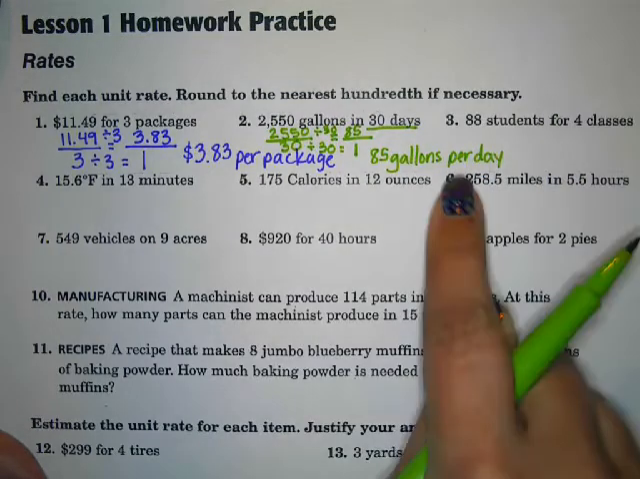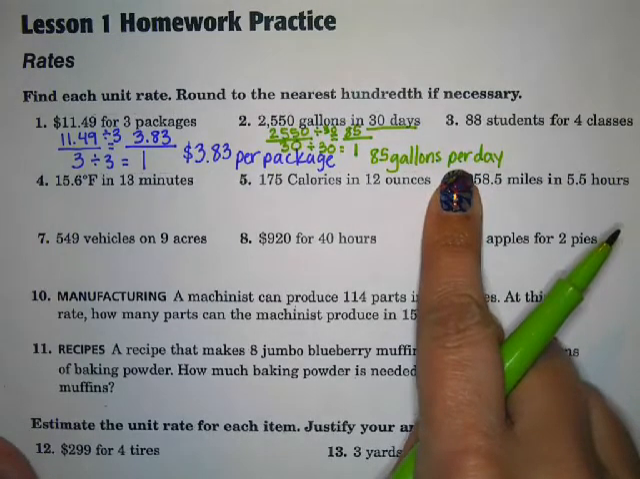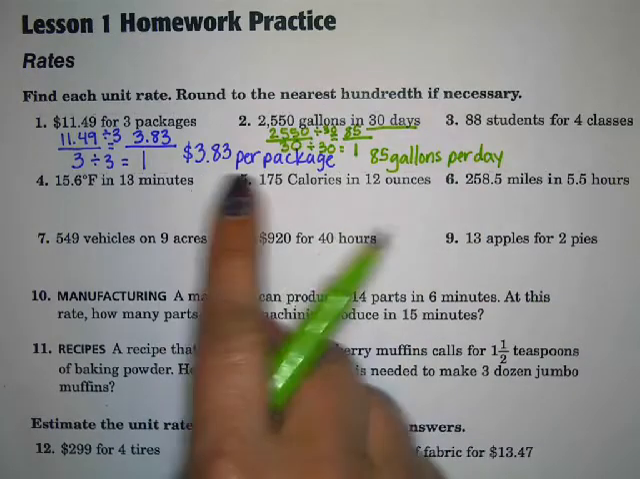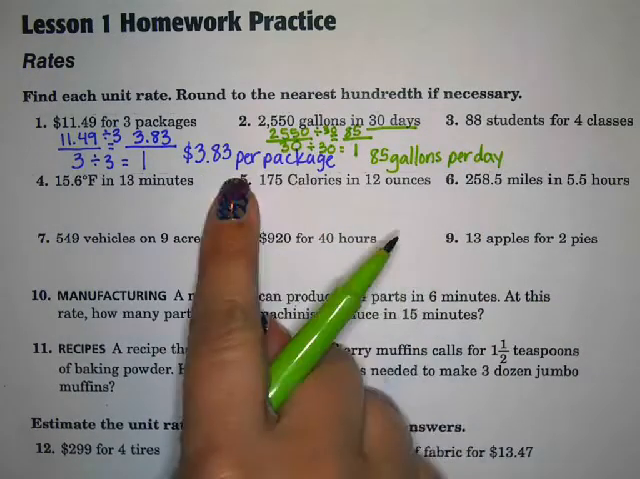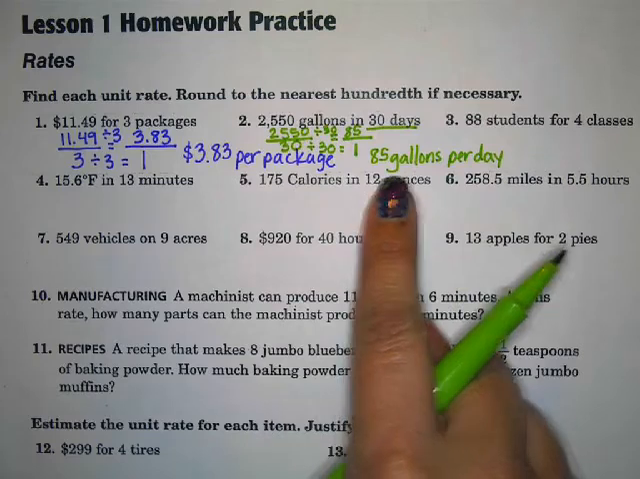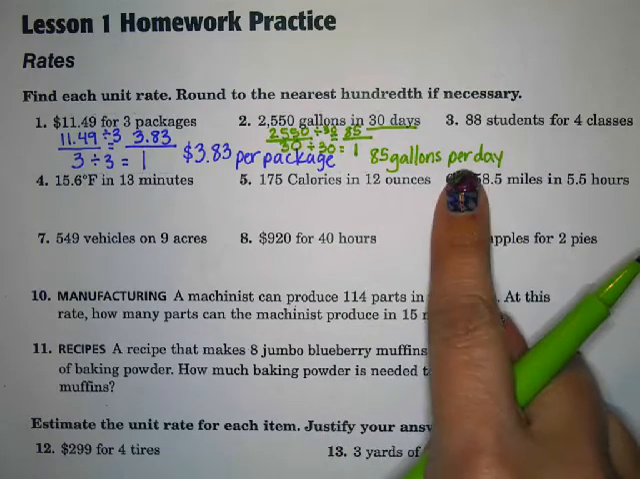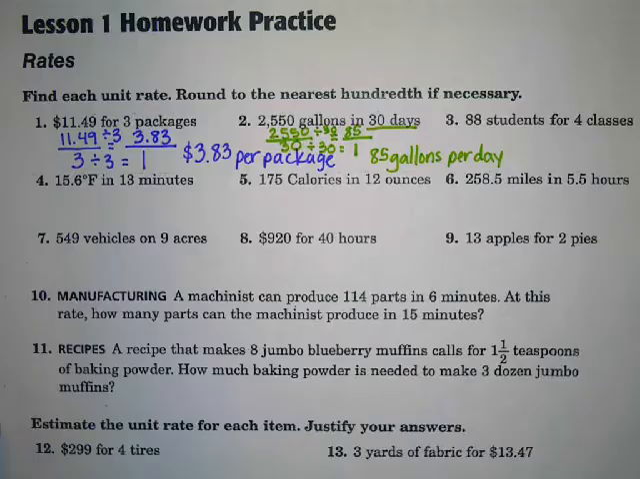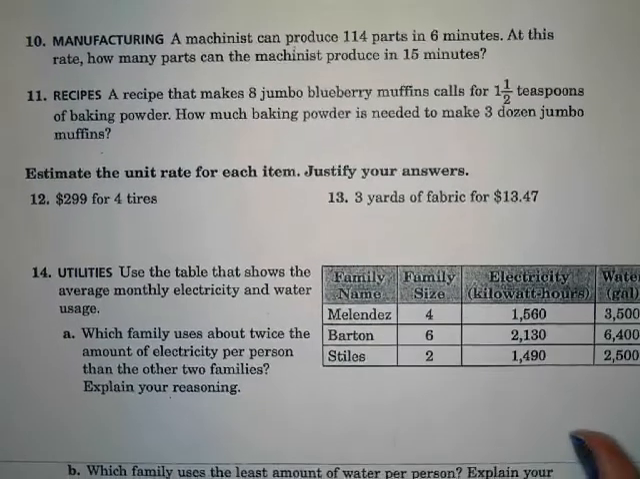So when you say per, you're really meaning in 1 day. Okay, so same thing here. We did $3.83 per package. It's for one package. 85 gallons per day is for 1 day, and that's what our ratio showed us right here. So let's go ahead and skip down and work out some of the word problems here.